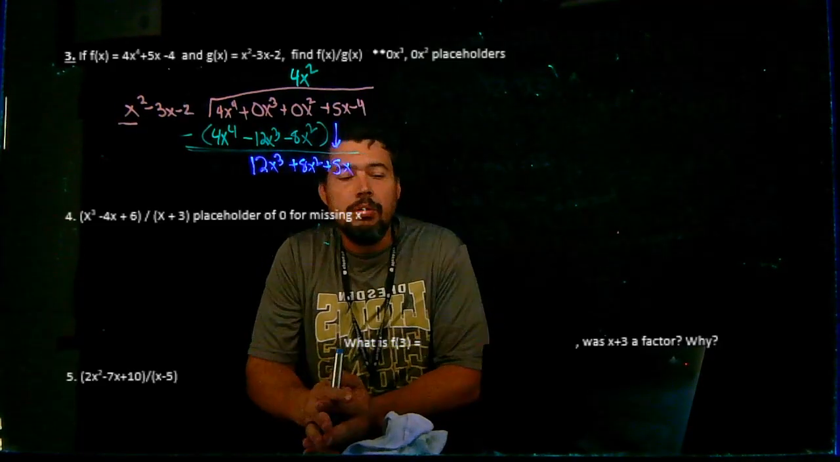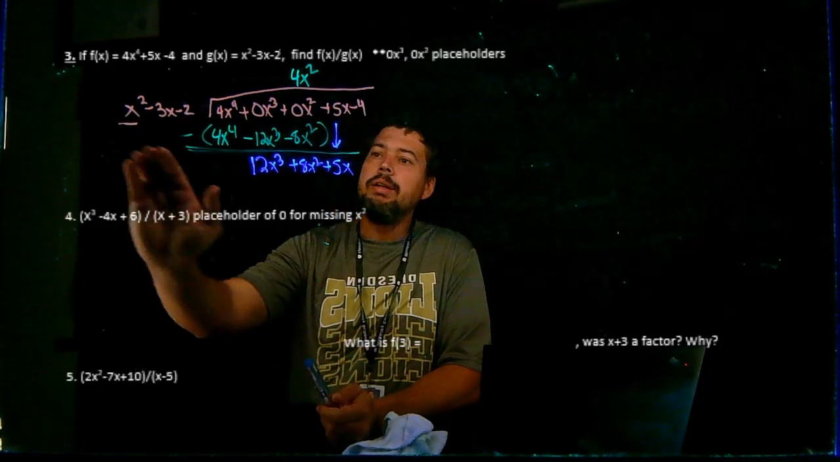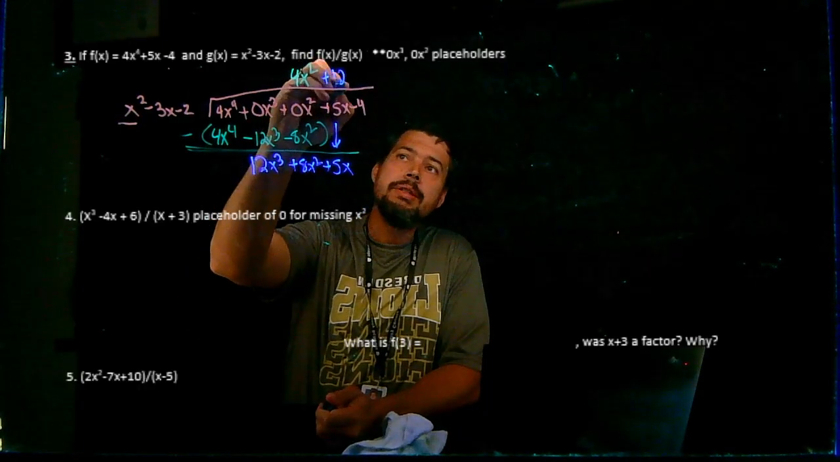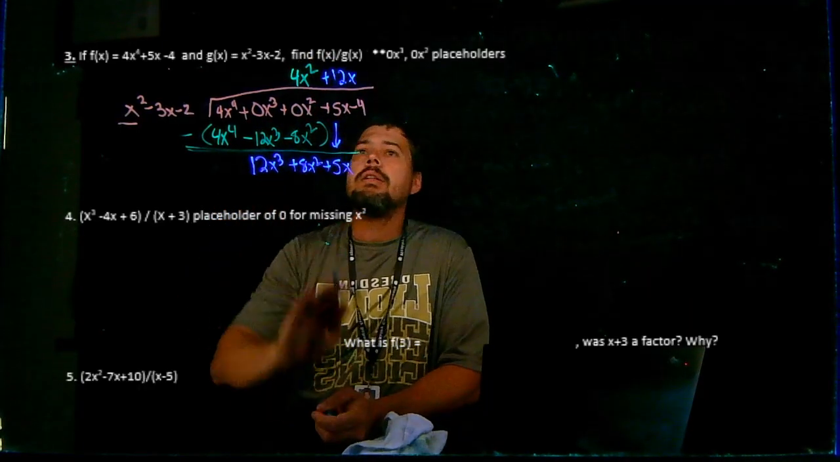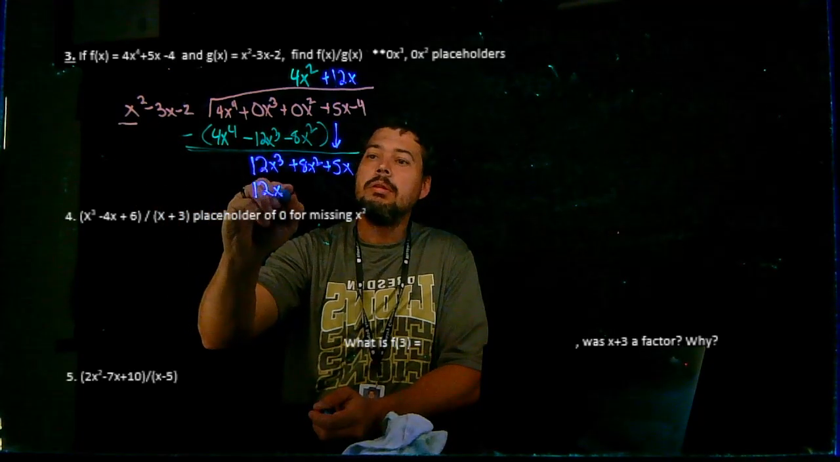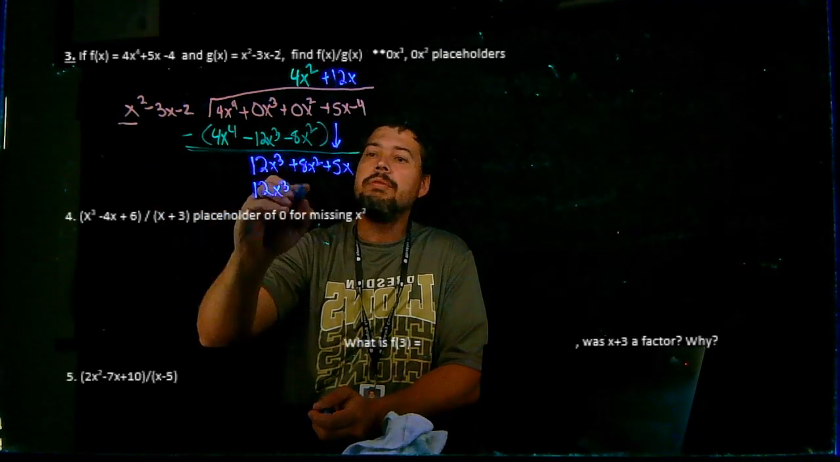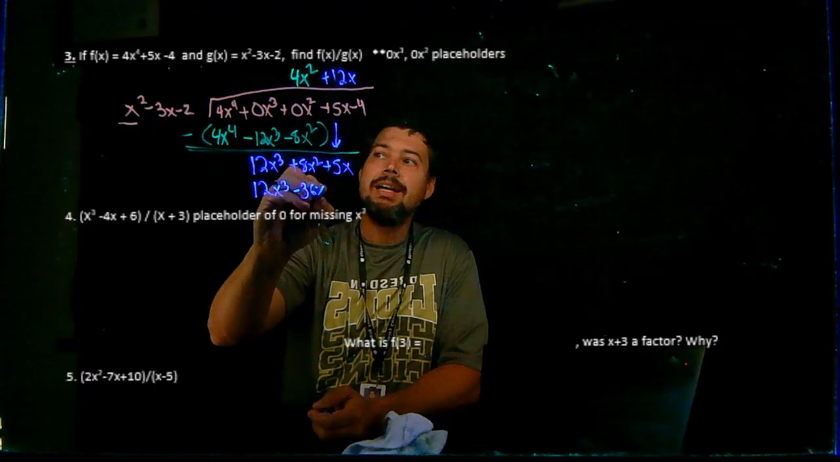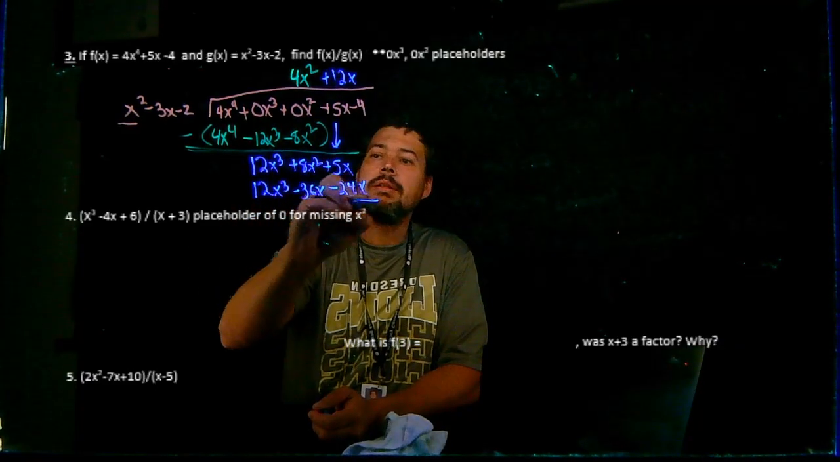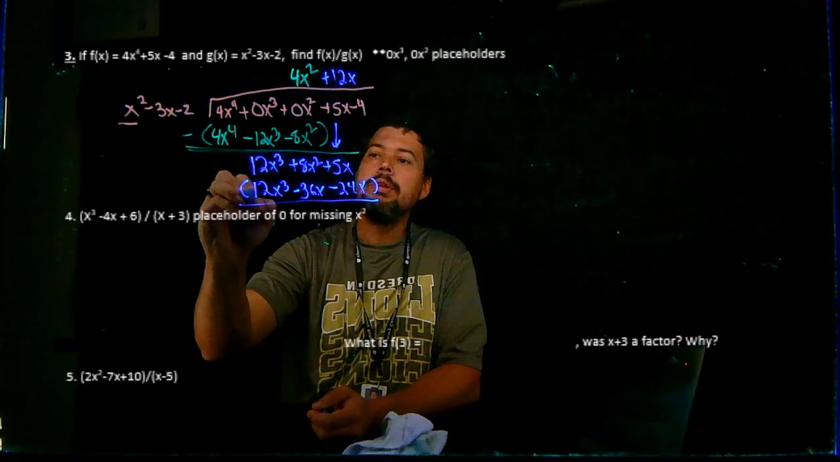The new goal is to take this x squared and become 12x cubed. And I know, and I hope that you know, that that takes a 12x. 12x times x squared is 12x cubed. 12x times negative 3 is minus 36x. 12x times negative 2 is minus 24x. And again, wrap before you subtract.